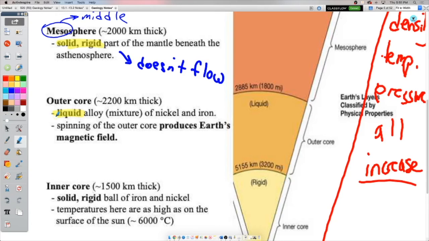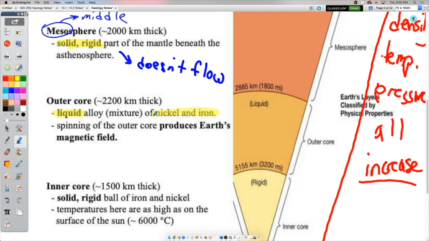Okay, so it's a liquid alloy, which alloy just means a mixture of metals, basically, of nickel and iron. Nickel and iron are very dense. They're some of the densest elements that occur naturally on Earth in large amounts. And so that's why they're kind of down at the bottom at the core, right? Dense stuff sinks over time.